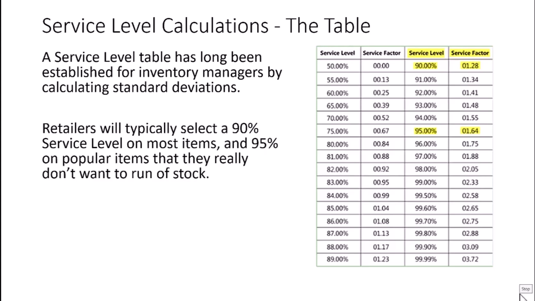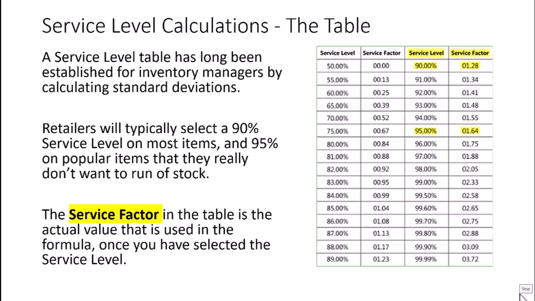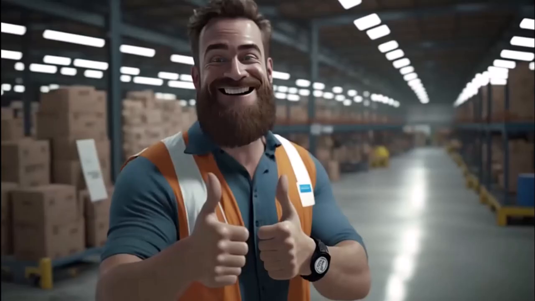Retailers will typically select a 90% service level on most items, but a 95% service level on popular items that they really don't want to run out of stock on. And that would be the case of having the bestseller banner or being highly ranked and being in a competitive niche. So as you can see, I've highlighted this. There's a service level, and I've mentioned 90 and 95. Those are the typical service level values selected by retail managers all around the world. And you're a retail manager.